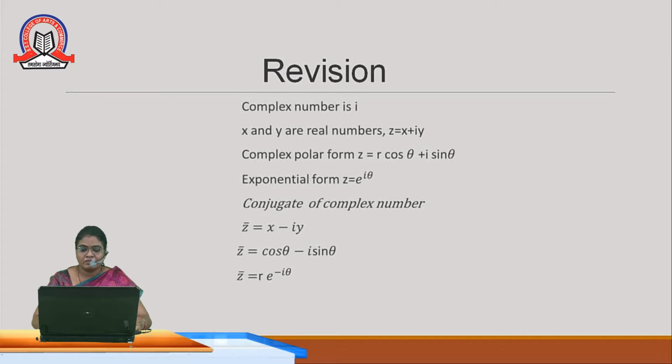are the other forms. Conjugate of the complex number: if z equal to x plus iy, then x minus iy is the conjugate. In polar form, the conjugate is z bar equal to r (cos theta minus i sin theta), and the exponential form is z bar equal to r e power minus i theta.